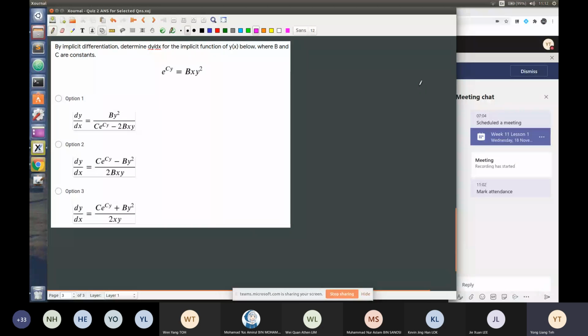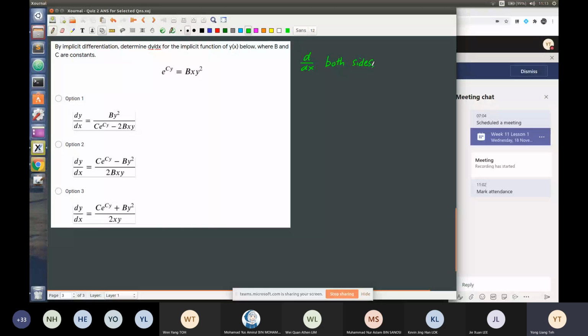So last question for the quiz. Once again, I think a quarter to a third of you got it wrong. By implicit differentiation, determine dy dx. This y is a function of x, as stated here, so this is an implicit function. Therefore, you have to use implicit differentiation because we are not able to explicitly isolate y in terms of a function of x. So we perform implicit differentiation, d dx on both sides.